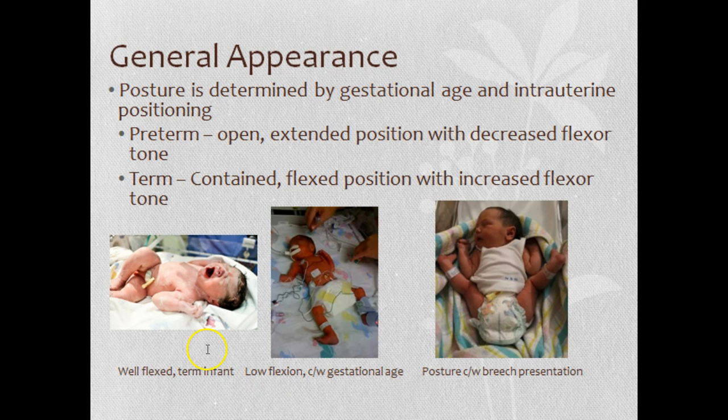Whereas term babies are more contained and tend to be in more of a flexed position with strong flexor tone. So well-flexed term infant would be a way that you could describe the general appearance for this newborn. General appearance, you could also put color. So pink, well-flexed term newborn, something like that would work. And then here we see we were definitely breech in utero. So posture consistent with breech presentation could be something you could note for a gestational appearance for this baby.